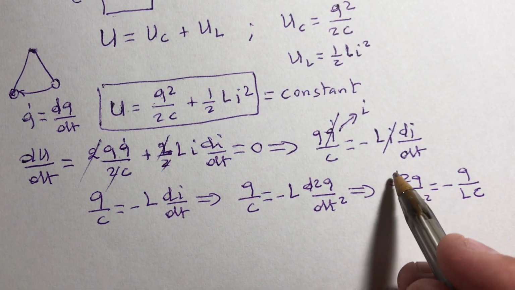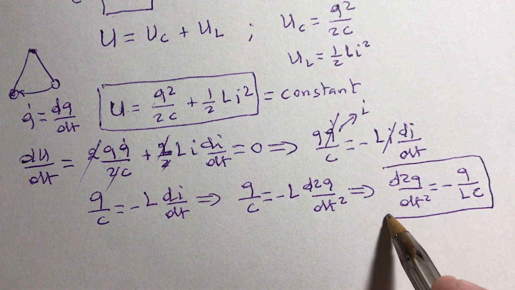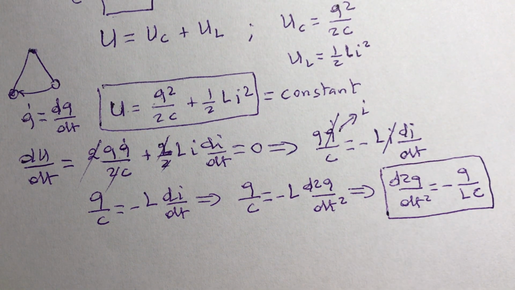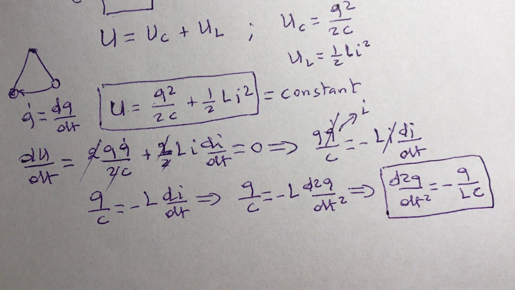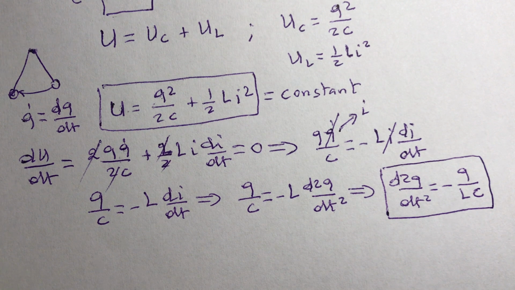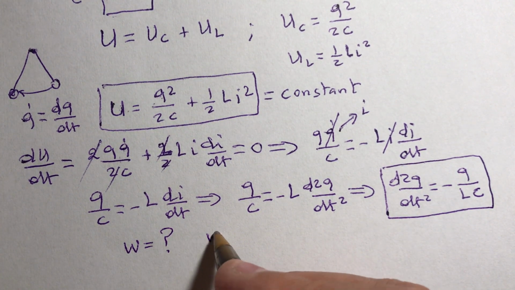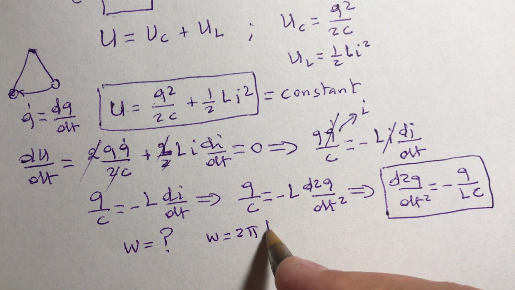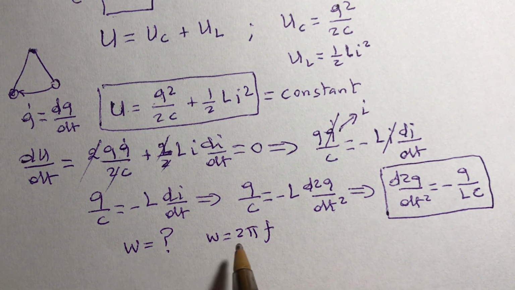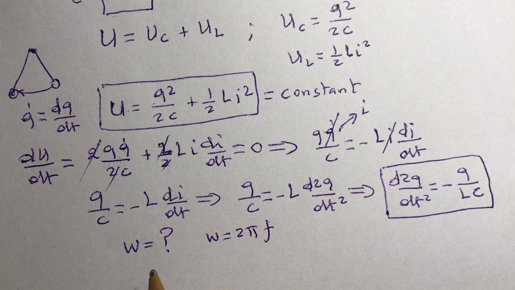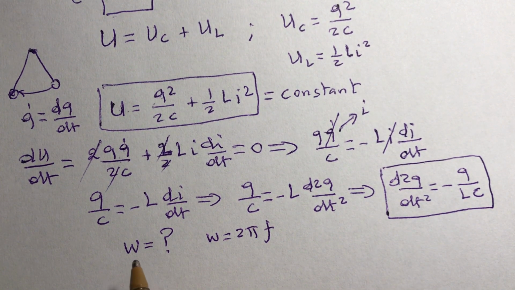So look, this is a differential equation. So first we need to know what we're looking for. What we're actually looking for is the frequency of oscillation. We're looking for f or omega. We know that omega is equal to 2 pi f. So if we know omega, we will know f. So we can find omega and then find f afterwards. So we're looking for omega.